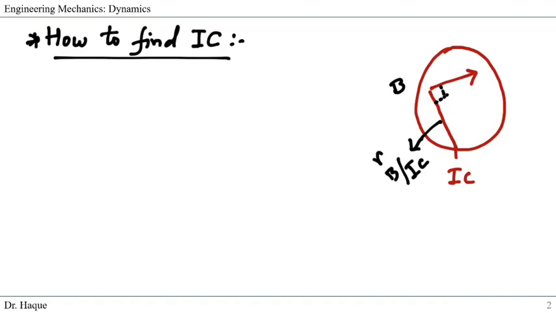point B on the body is perpendicular to the relative position vector directed from IC to the point B. So what it means is that the direction of the velocity of point B, VB, is perpendicular to the position vector RBC from IC.